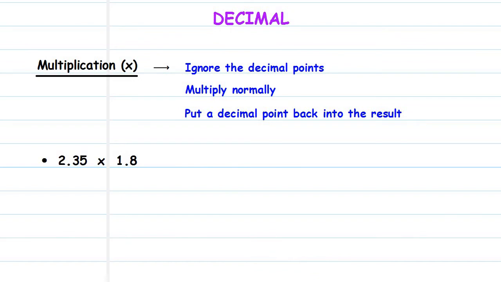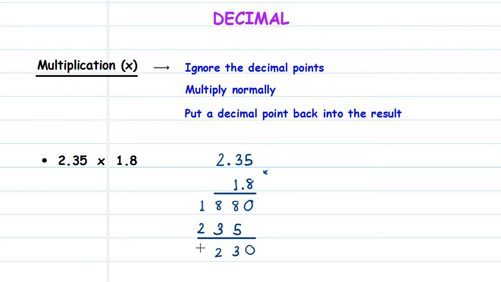Now let's try 2.35 times 1.8. Here we have 2.35 times 1.8. First, let's multiply them normally. If we multiply 235 with 8, we will get 1, 8, 8, 0. And then if we multiply 235 with 1, we will get 2, 3, 5. Now we can add them up. We will have 4, 2, 3, 0.